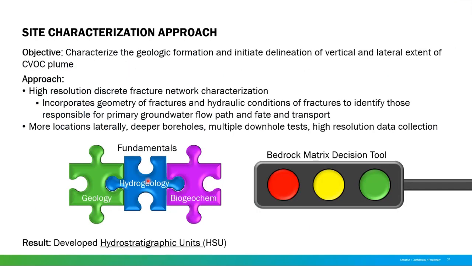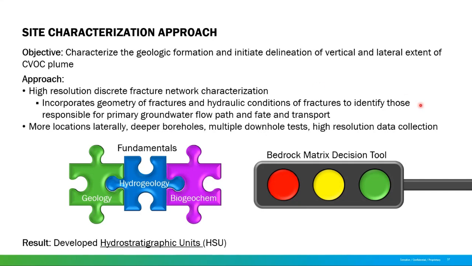So how did this inform our approach? What was our goal? We wanted to definitely characterize the geology at the site and then really work on that delineation of our plume here. We did that through focusing on the fractures with that high resolution discrete fracture network approach. So really focusing on the geometry and the hydraulic conditions of those fractures, the interconnectivity of them, because those fractures are what we determined were going to be the best pathway for contaminants to move through the site.